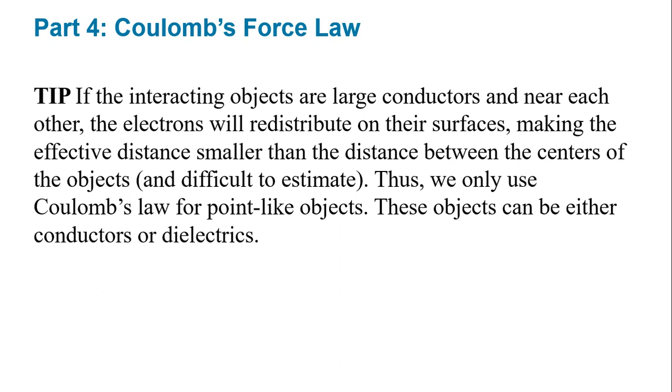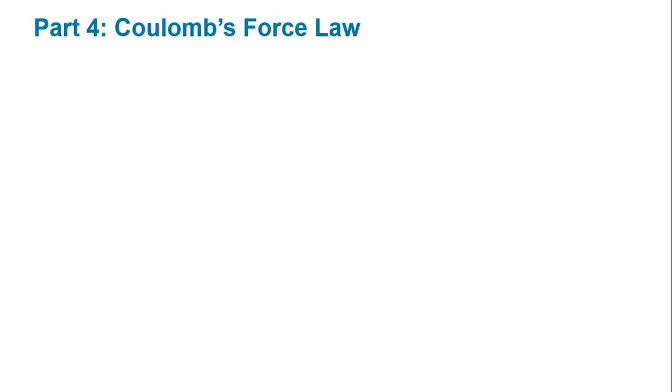Tip: if the interacting objects are large conductors and near each other, the electrons will redistribute on the surface, making the effective distance smaller than the distance between the centers of the objects. So that's important to understand. If they're metal, if they're conductors and they're large, that distance can suddenly change. If you have a big sphere, you're looking for the distance between the charges. Usually, that's why they use the word r for radius, it refers to the distance between the centers. But if it's a large object, you have to use a different distance, making the effective distance smaller than the distance between the centers and difficult to estimate. Thus, we only use Coulomb's law for point-like objects. These objects can be either conductors or dielectrics.